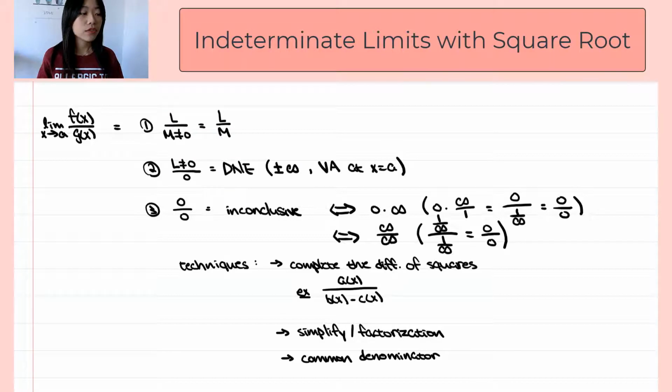The techniques to solve this kind of limit are to complete the difference of squares, simplify or factorize, or put the function in common denominator.